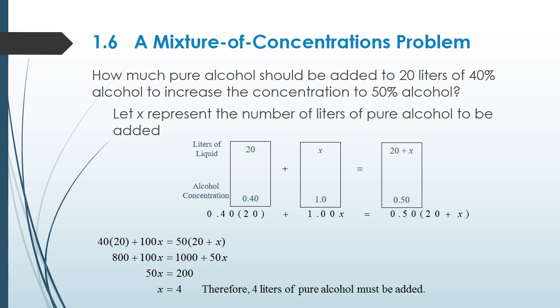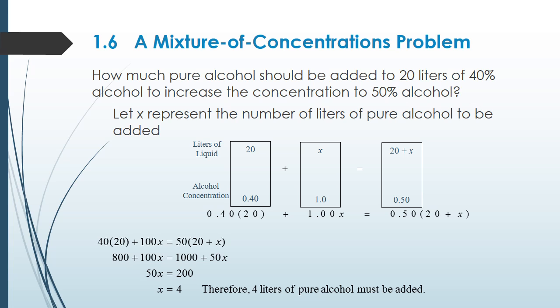Okay, mixture of concentrations problem. How much pure alcohol should be added to 20 liters of 40% alcohol to increase the concentration to 50% alcohol? Let x represent the number of liters of pure alcohol to be added. I really like the way they diagram this out. It helps me think it through, and I think it'll be a benefit to you to do this.